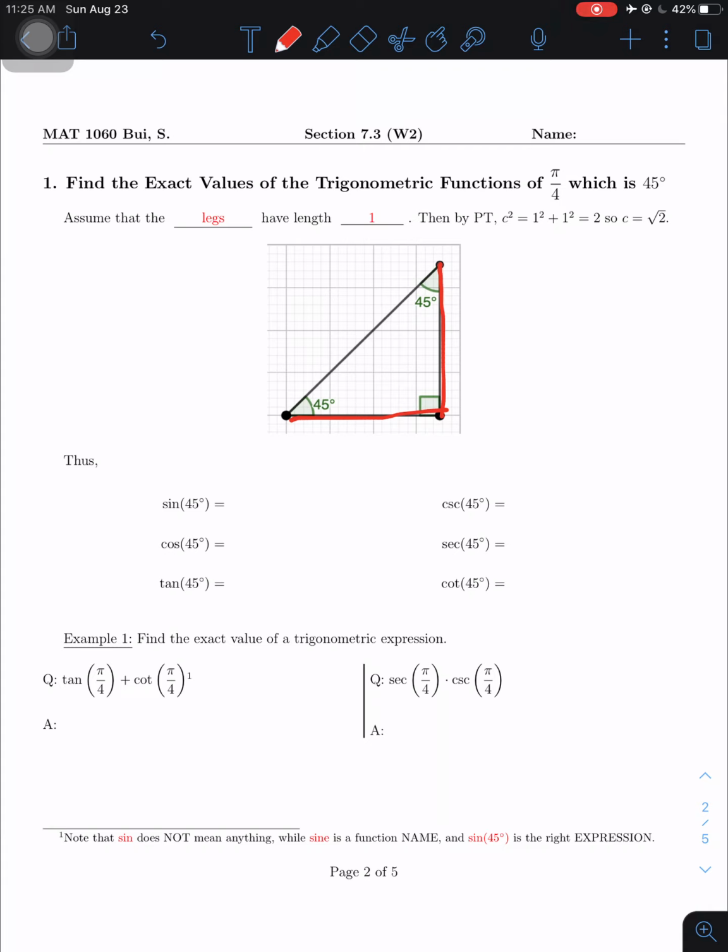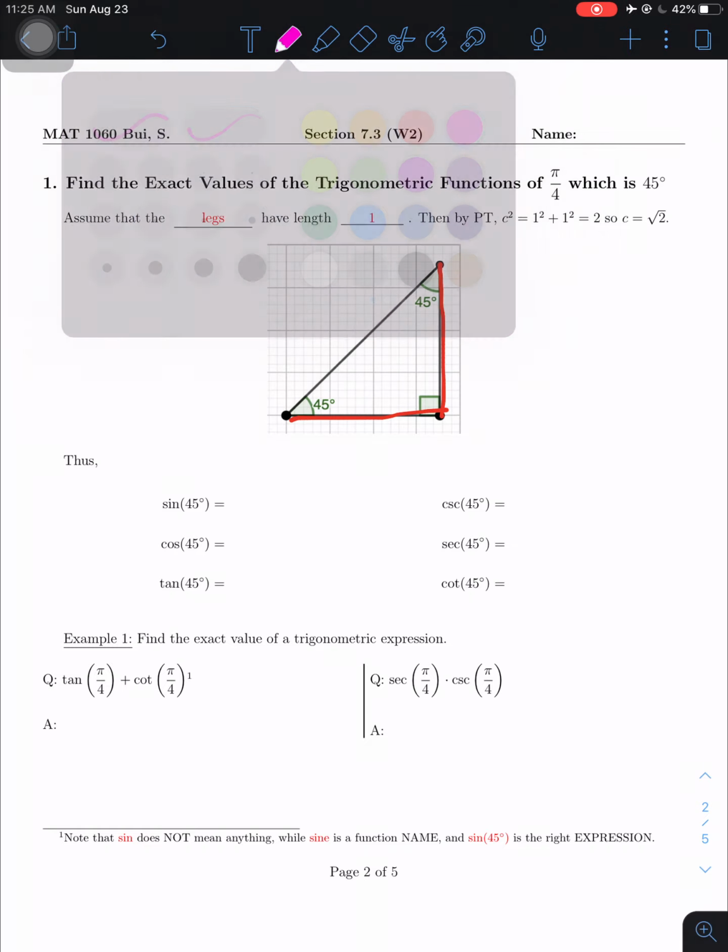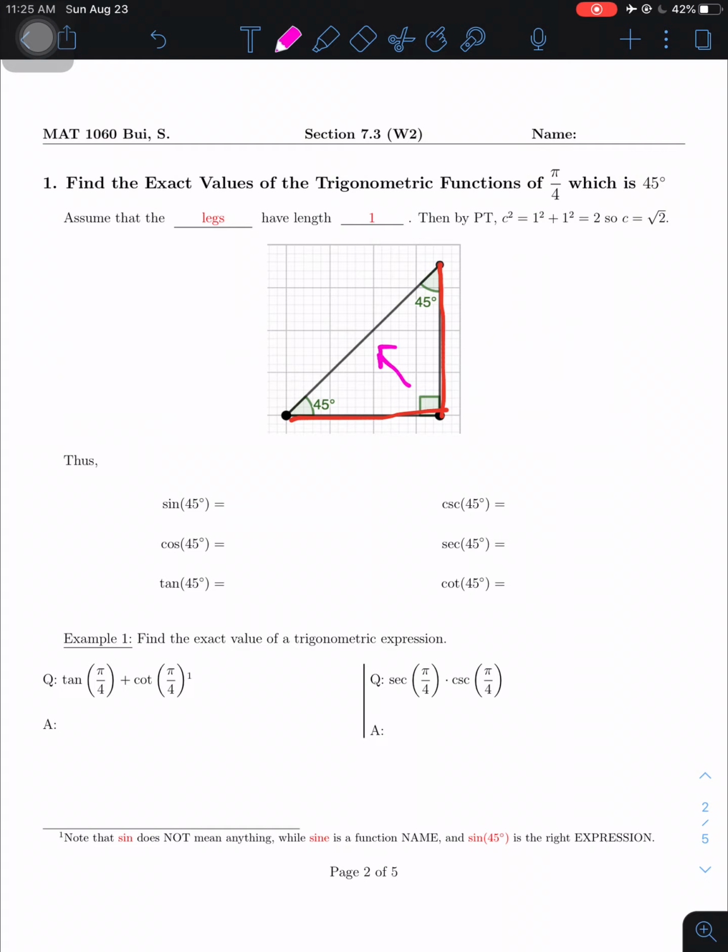We have only one hypotenuse in the right triangle, and the hypotenuse is always the side that looks across from the right angle. That's how I know that this is the hypotenuse. And then the other two must be legs because they're right next to the right angle right here.